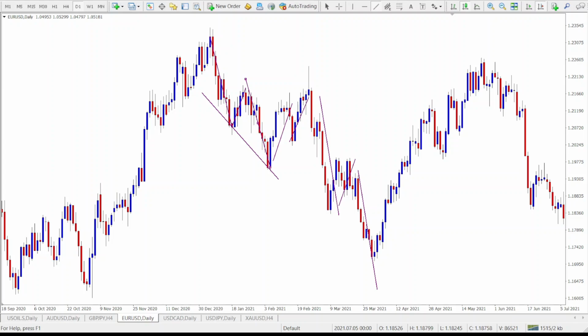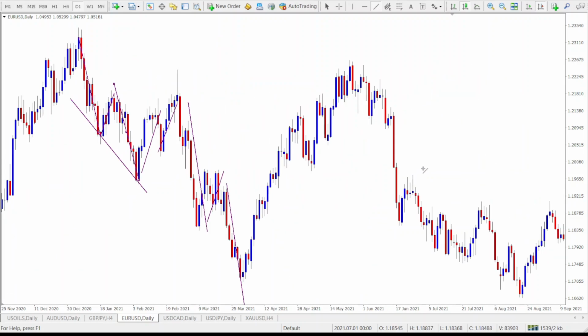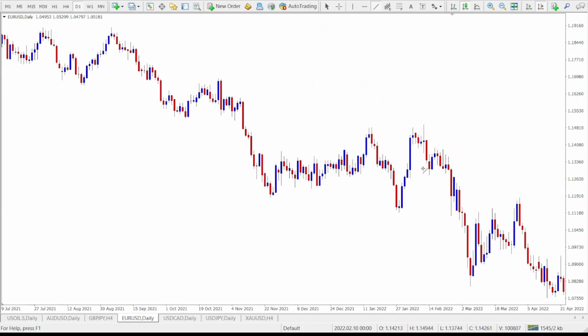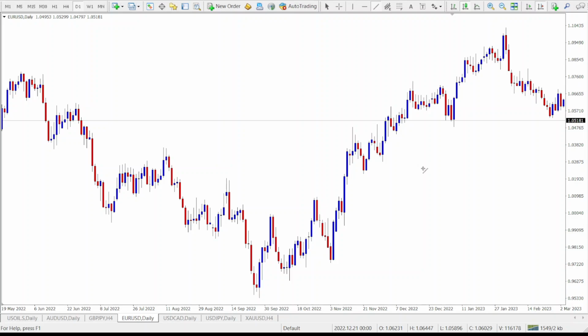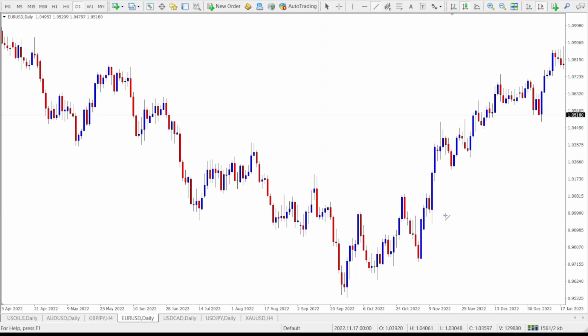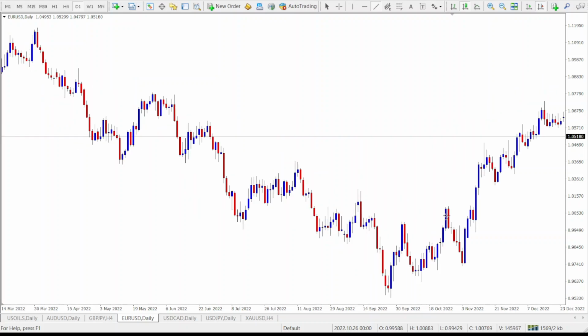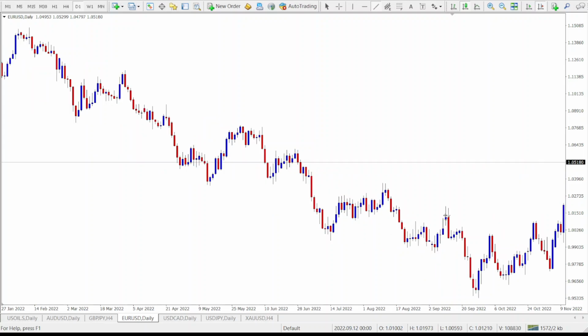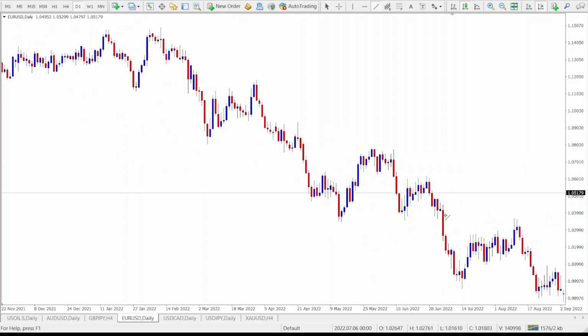Now let us move to ending diagonals. These occur at the end of the trend. Let's see if we can find an ending diagonal. They usually occur in wave 5 of an impulse wave or wave C of a corrective wave. Unlike leading diagonals, ending diagonals signal a potential reversal or pause in the market.